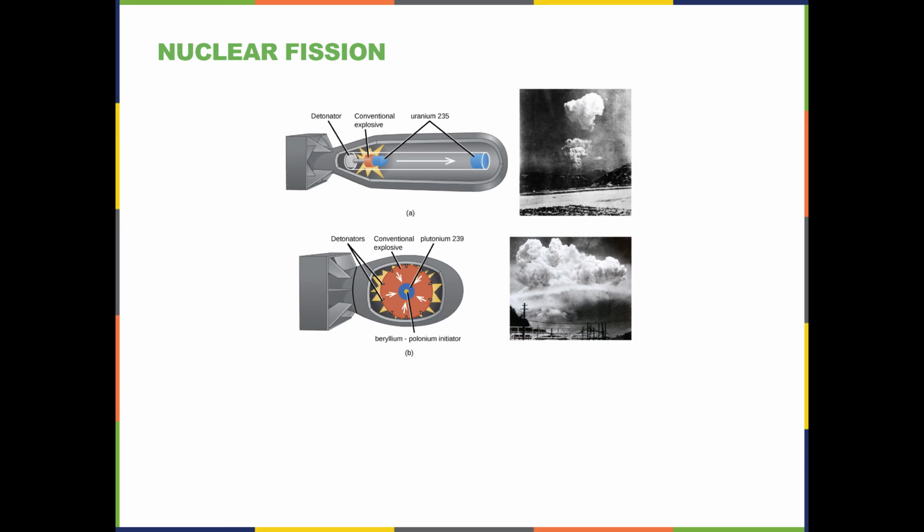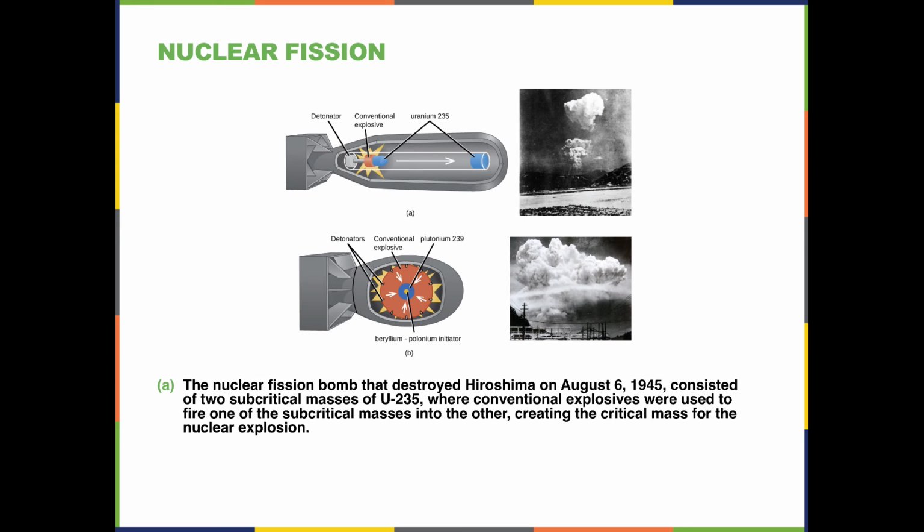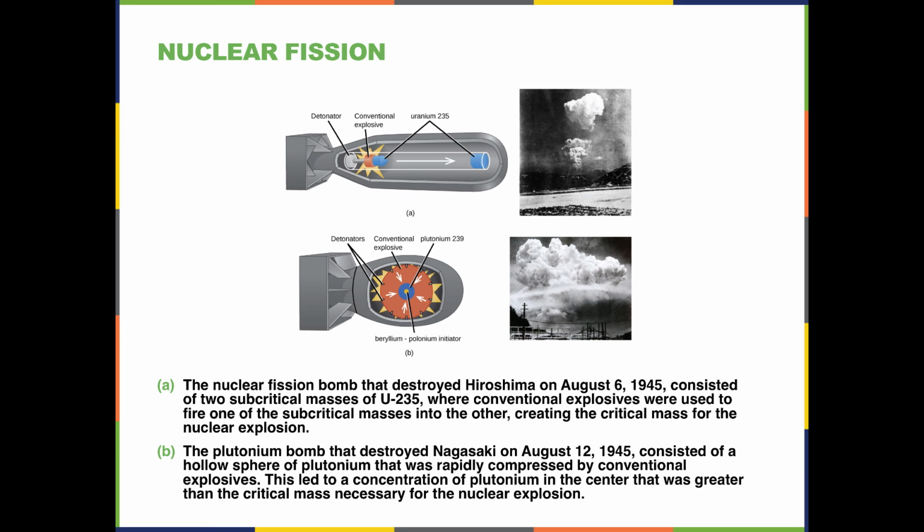The earliest nuclear bomb was based on nuclear fission. And this diagram shows how a nuclear bomb works. First, you start with A, the nuclear fission bomb which destroyed Hiroshima in 1945. It starts with subcritical masses of U-235. Conventional explosives are used to cram these two together in order to get a critical mass of material. Once critical mass is achieved, then this will explode.